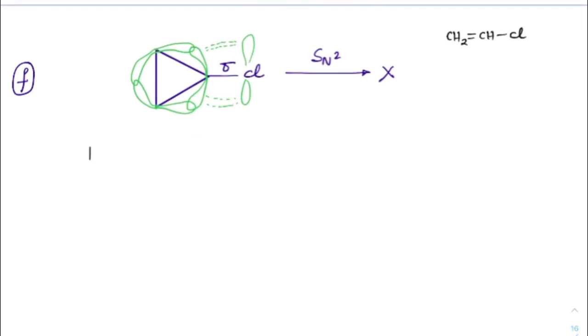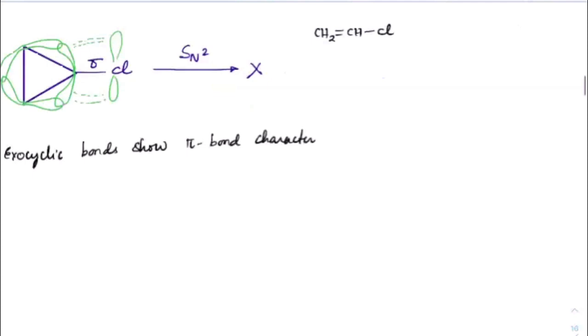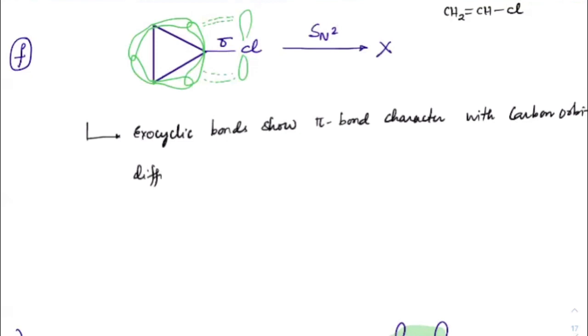So let me write the reason here. Exocyclic bonds show pi bond character with carbon orbitals. Hence, it is difficult to break the carbon chlorine bond.